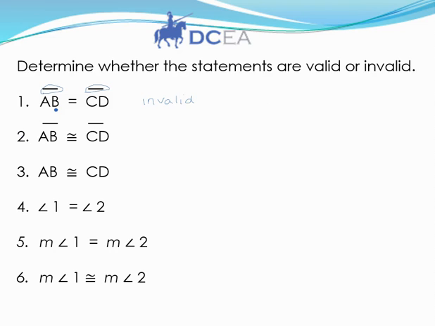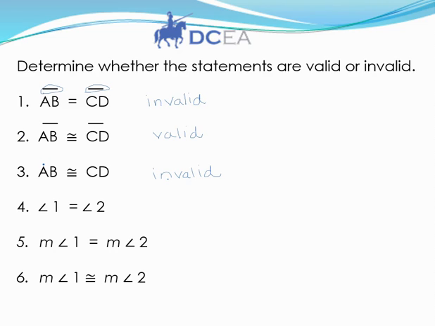Statement 2, AB is congruent to CD, and this is valid, and that's exactly how you should write it. When we have congruency symbols, we'll also have the notation above the segments. Statement 3, AB is congruent to CD. This statement is invalid, and the reason it's invalid is because it does not have the line segment symbology above it.